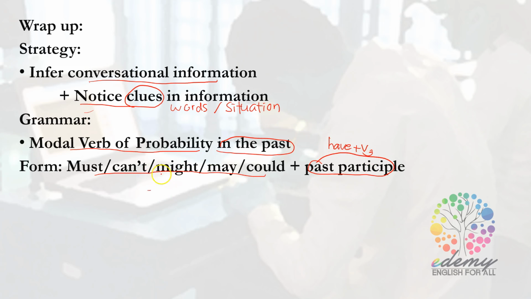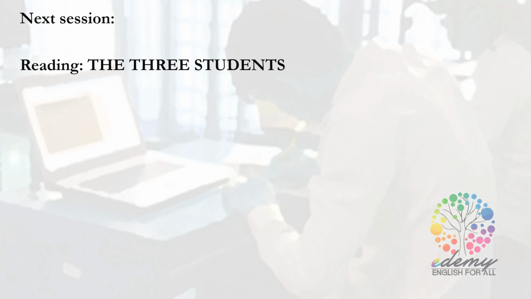So the use is that we use must and can't to indicate that we are 100% sure that something happened, and might, may, could to express that we are 50% sure of something that might happen or might not happen. So this is all about the wrap up, and in the next session you are going to do the reading on the next page, and the title of the reading is The Street Student.